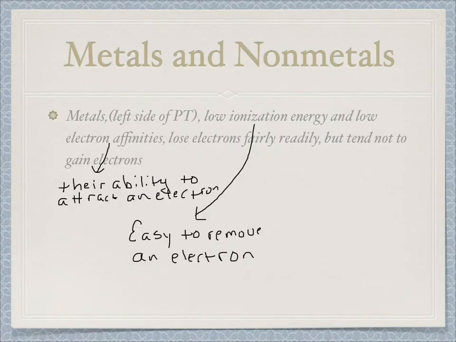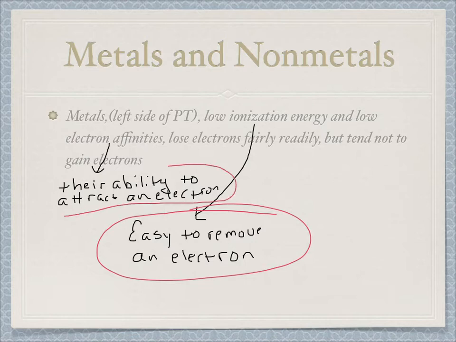All right, so let's compare metals versus nonmetals. Metals, recall, are on the left side of the periodic table. They have low ionization energy, which means it's easy to remove an electron. Ionization energy is how easy it is to take an electron away. They also have low electron affinities, which means they're not attracted to new electrons, so they're not trying to get new electrons. It's easy to remove one, and it's hard for them to get a new one. So these guys tend to lose, not gain, electrons.